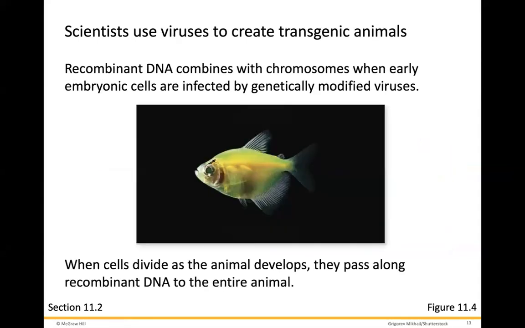So scientists can also use viruses to create transgenic animals. Scientists will use recombinant DNA, which will combine with the chromosomes when early embryonic cells are infected by genetically modified viruses. When cells divide, as the animal develops, they pass along recombinant DNA to the entire animal.